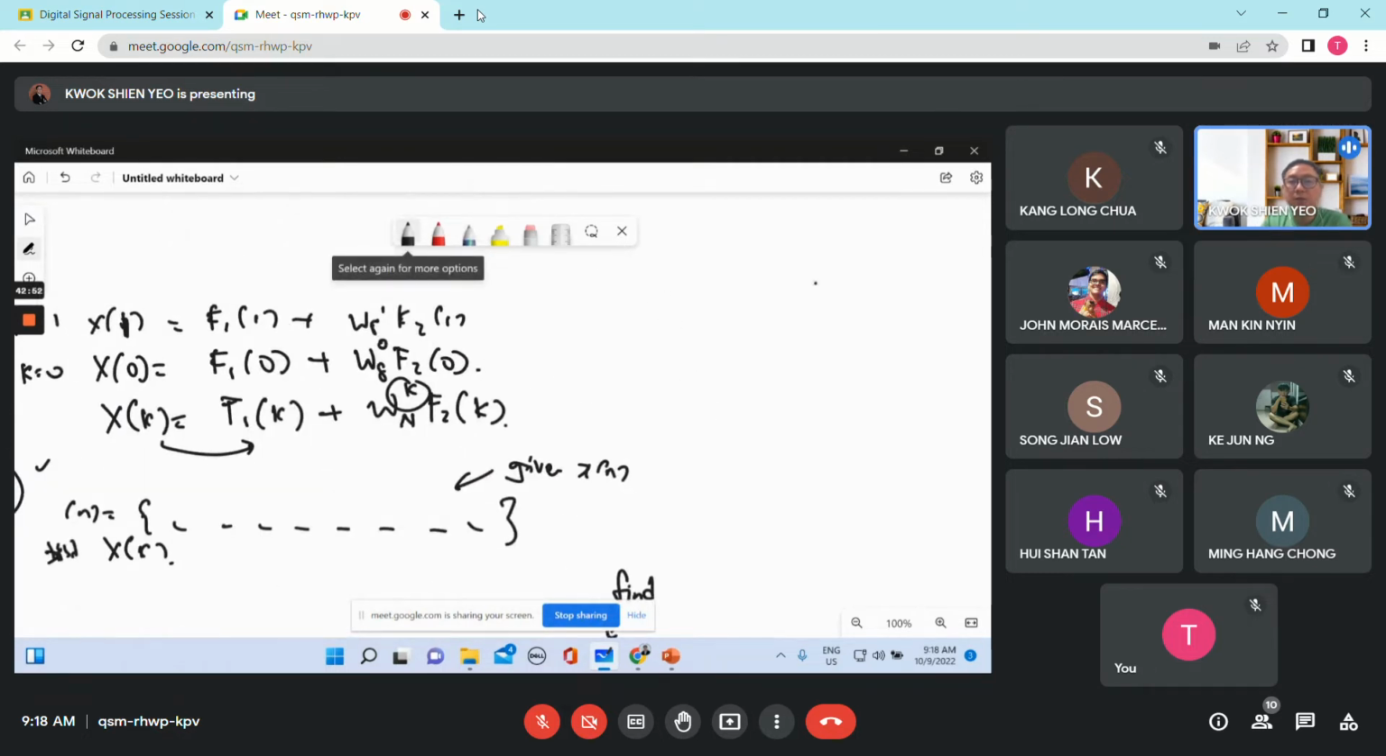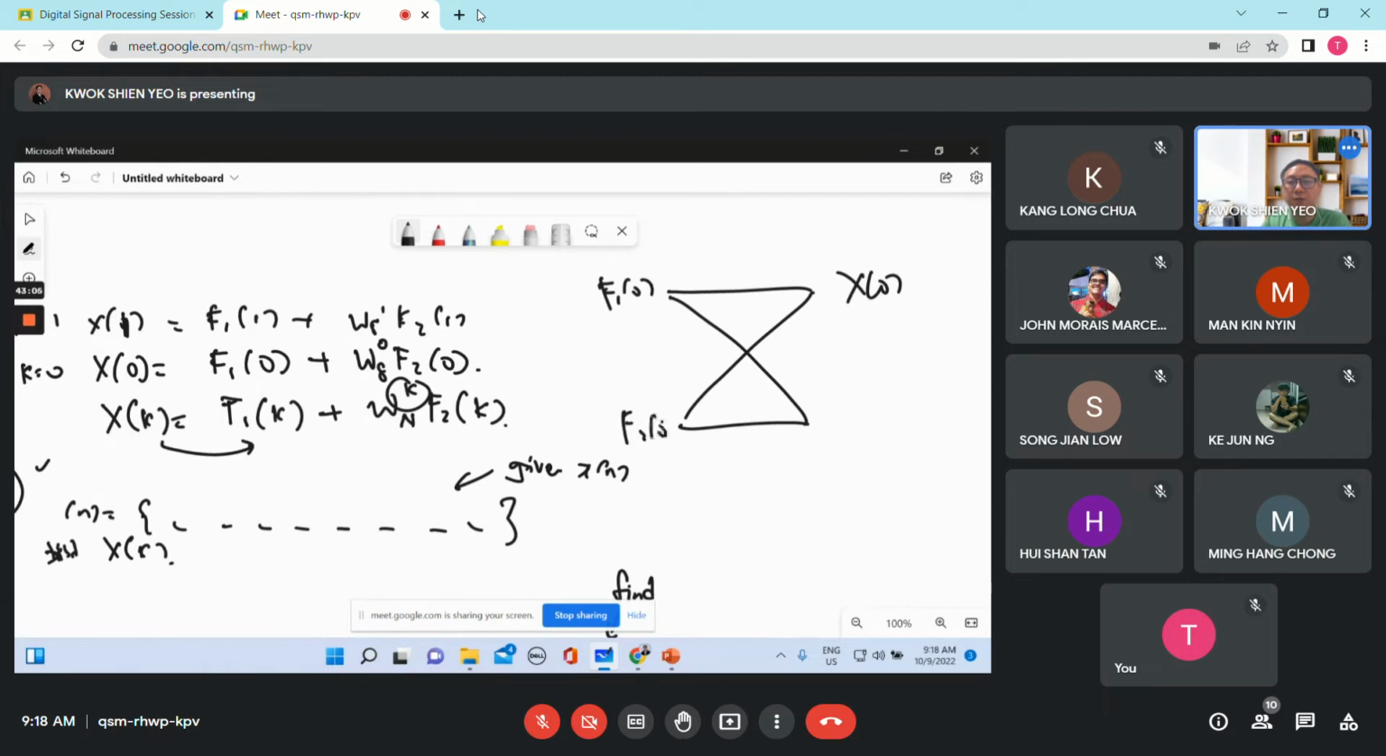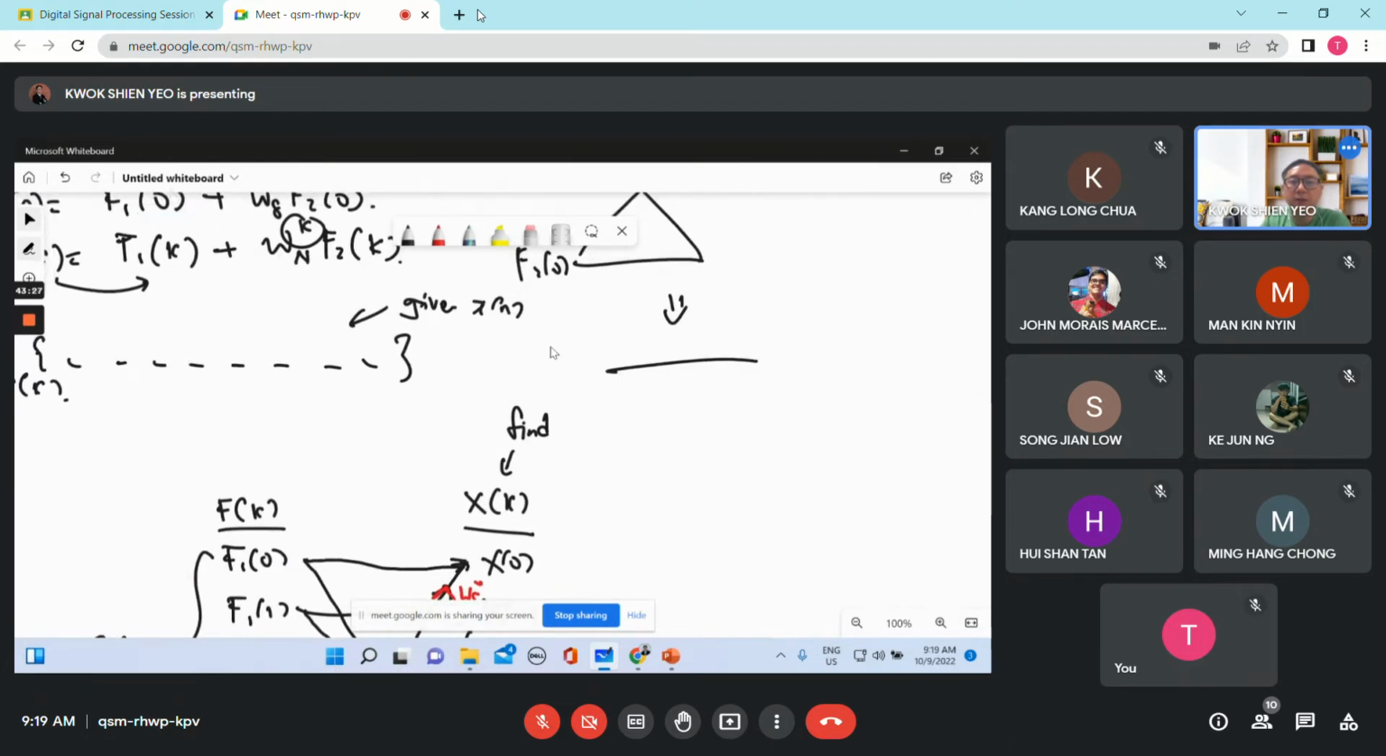So let's say to find X0. There are several ways to draw the butterfly structure. So this is F10 and F20, then here is W80. Some structures you can write like this. It depends on your preference. You can write it this way. It's the same.